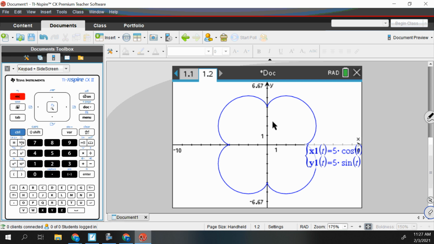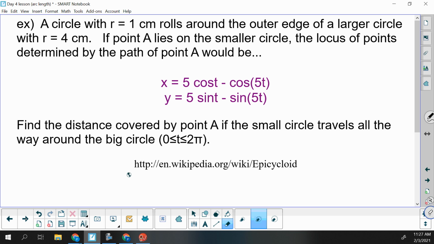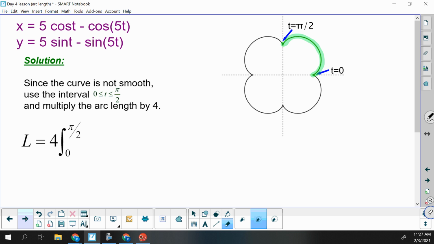So the main thing to note in this is that it is not smooth all the way around. When we go around a full 2 pi, there are 4 separate sections, so each of those sections is going to be pi over 2. So the strategy for this, because they're each the same, is we're just going to do the integral from 0 to pi over 2 and then multiply it by 4. So with this, it's a good idea to just graph it first to make sure that it is going to be smooth. So notice here for arc length, we've got 4 times the integral from 0 to pi over 2.